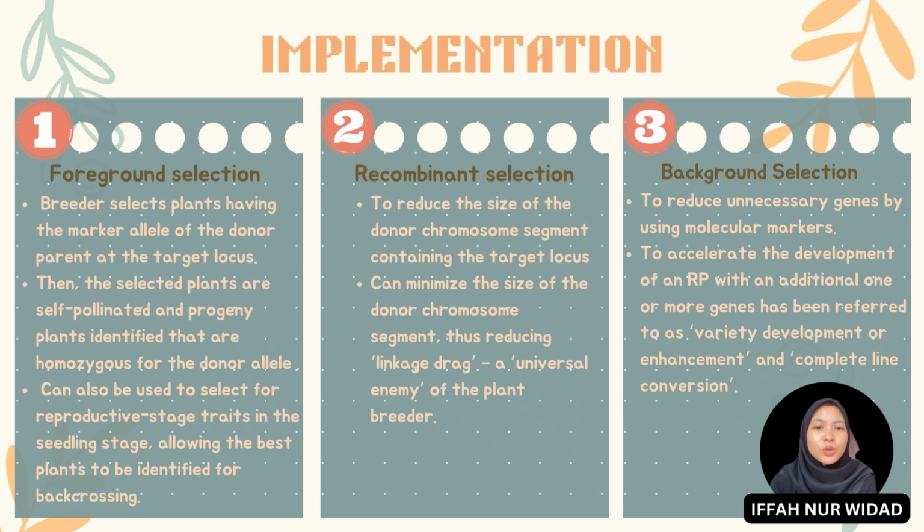The last step is background selection. Background selection is to reduce unnecessary genes by using molecular markers. It also is to accelerate the development of NRP with an additional one or more genes, which has been referred to as variety development or enhancement and complete line conversion.